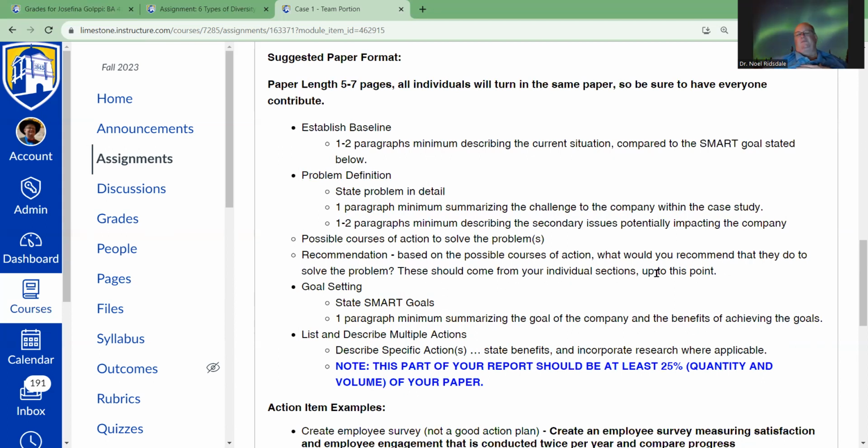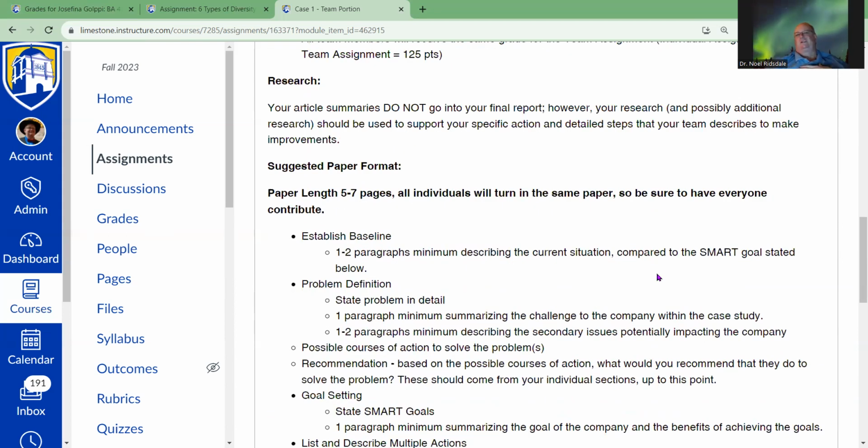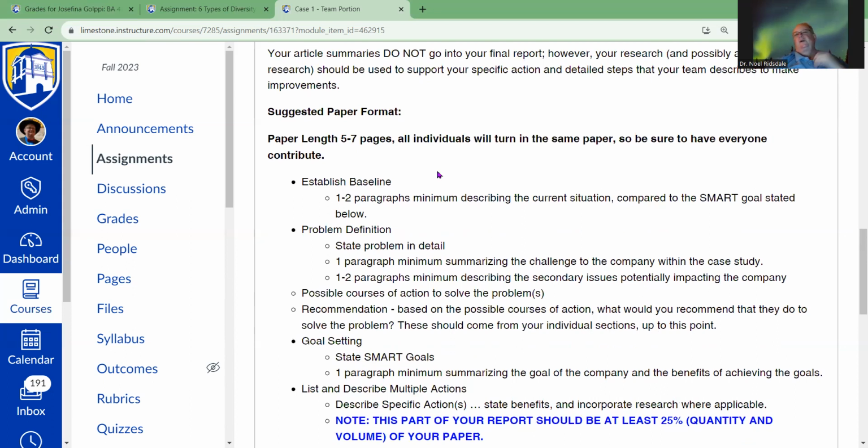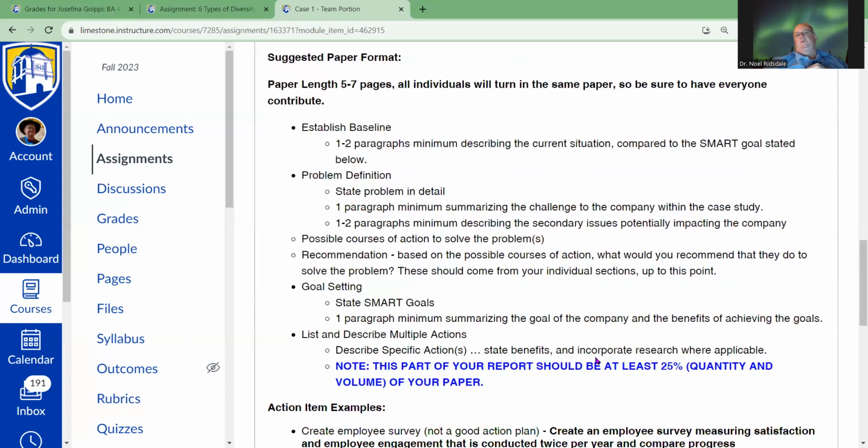So what we're going to do is pull everything together in 5 to 7 pages. If it's a little longer, that's fine. This does not include the references or your article summaries, which you would put into an appendix after that. So it's actually going to be more than 5 to 7 pages. Only one person has to post this. Okay, but these are the problems that we're looking for.